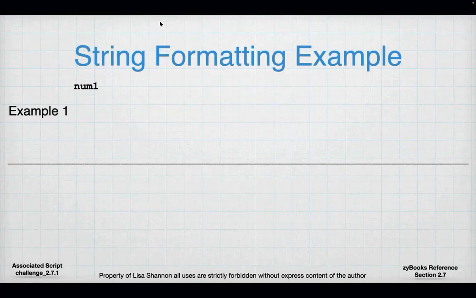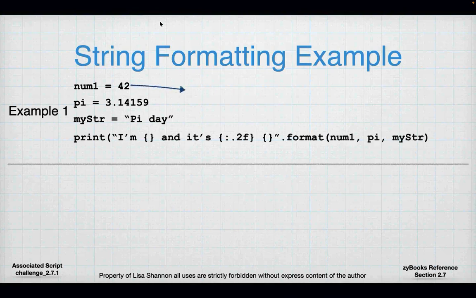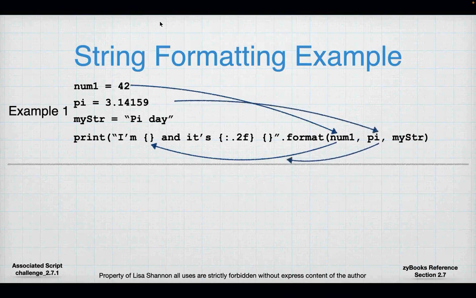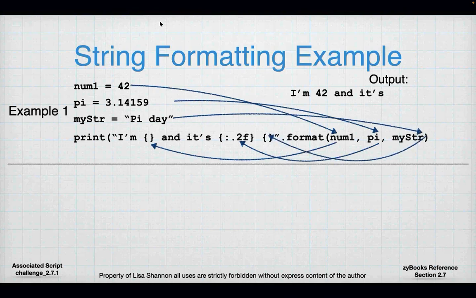Okay, so what do I mean by positional? This is what I mean by positional. The value of num1 is 42. It's going to put 42 in the first placeholder. It's going to put 3.14 where the second placeholder is, and it's going to put pi day where the third placeholder is. So what it's going to give me back as the brand new string is, I'm 42 and it's 3.14 pi day.